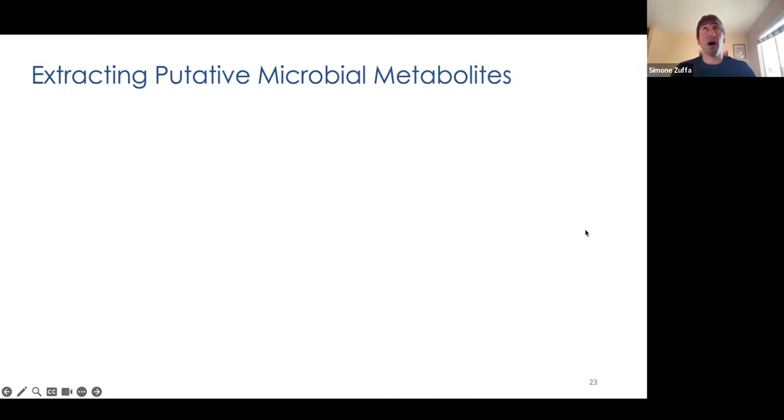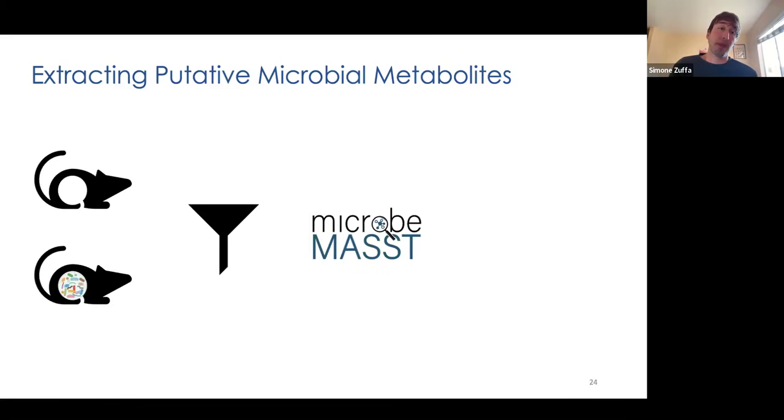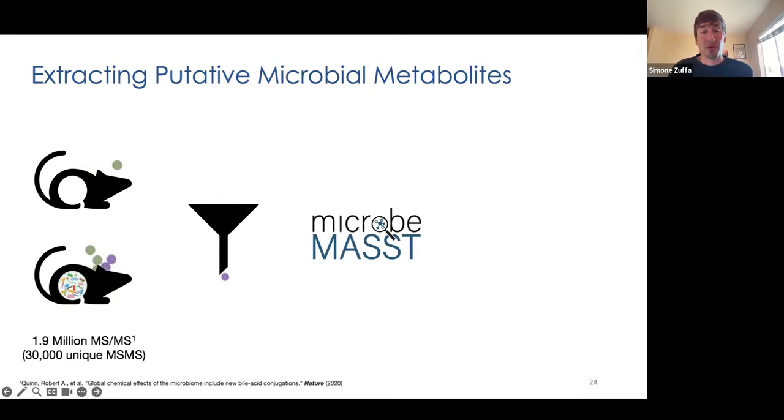So in the paper, if you had the chance to give it a read, I showcase how we can actually use MicroBMASST to explore potential microbial metabolites that were never discussed before. To do that, I showcase how we can take an animal study. I took the Quinn dataset, which maybe some of you are familiar with. It was published in Nature a couple of years ago, where germ-free mice were compared to specific pathogen-free mice, so mice that were colonized with a microbiome.